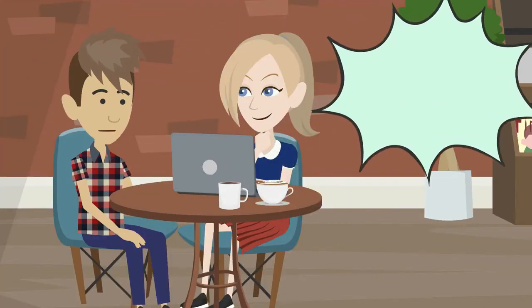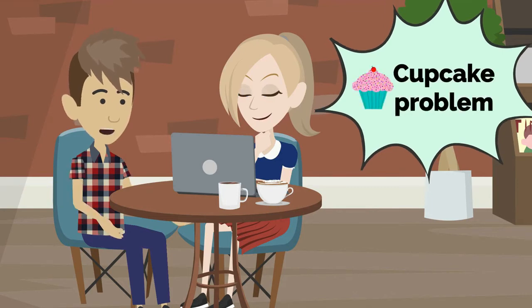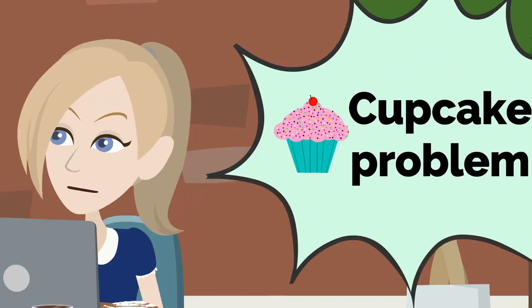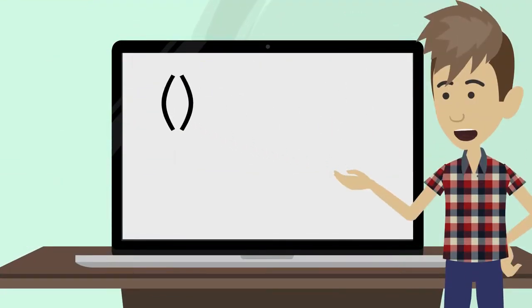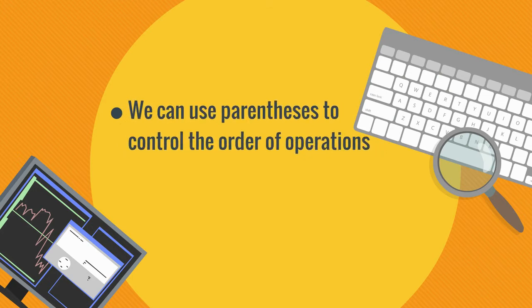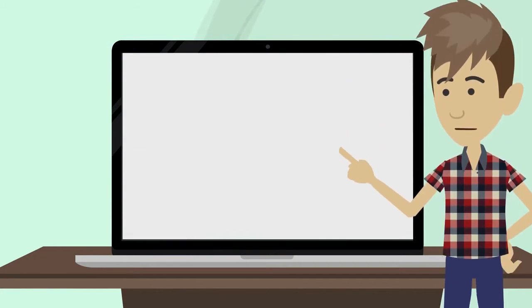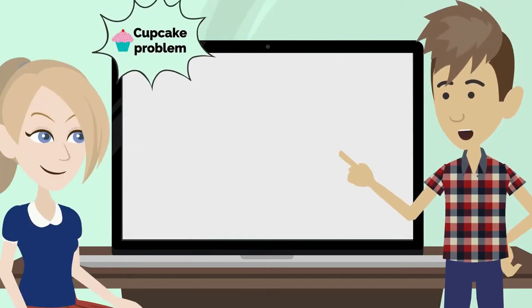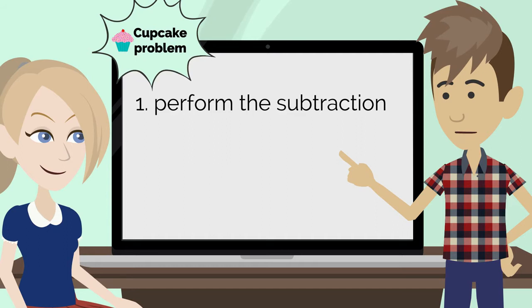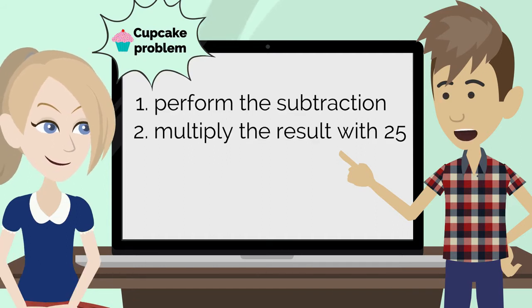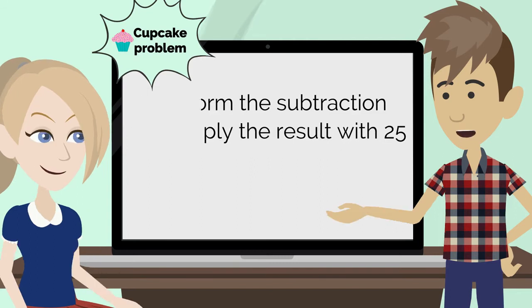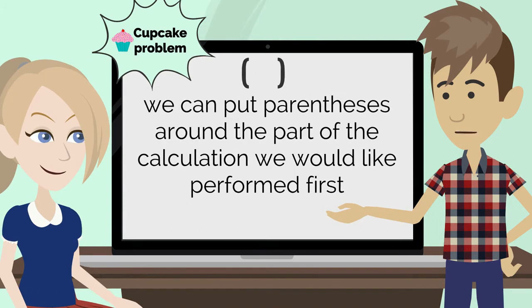Great! Now, coming back to our original cupcake problem. Do you understand why we got 220 as the answer? Yes, but then what is the solution? Parentheses, or round brackets. When programming in Python, we can use parentheses to control the order of operations. Let's see how. In the cupcake problem, we would like Python to first perform the subtraction and then multiply the result with 25, right? For this, we can put parentheses around the part of the calculation we would like performed first.